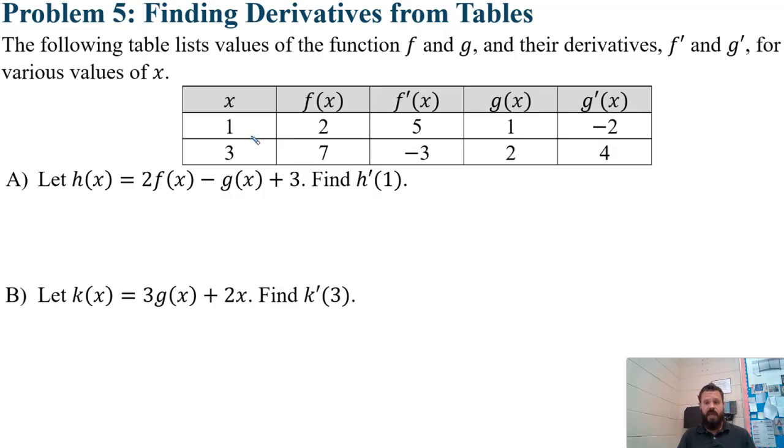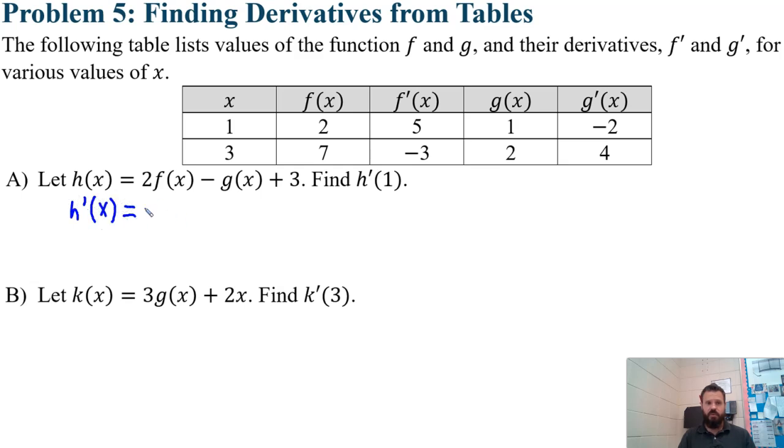And then we have the values of f and f prime along with g and g prime for those x values. And we want to use that to find, well, in part A, let h of x equal 2 times f of x minus g of x plus 3. We'll use that to find the derivative of h at 1. Okay, 2 steps for that. First step would be to find an expression for h prime, the derivative of h.